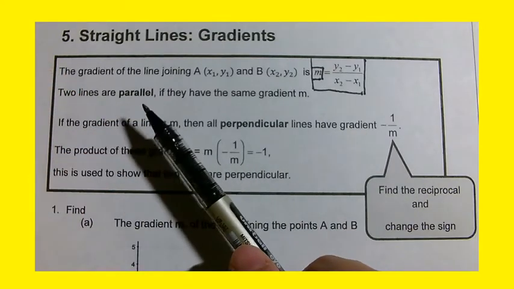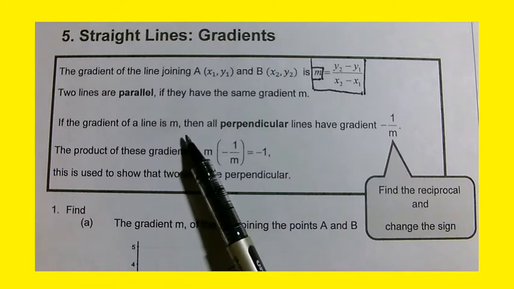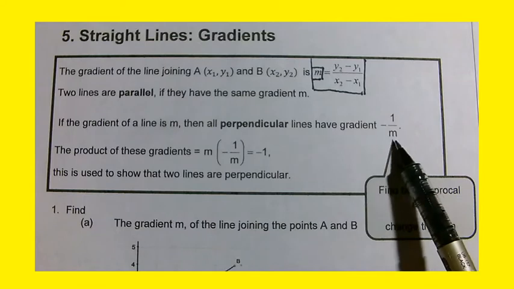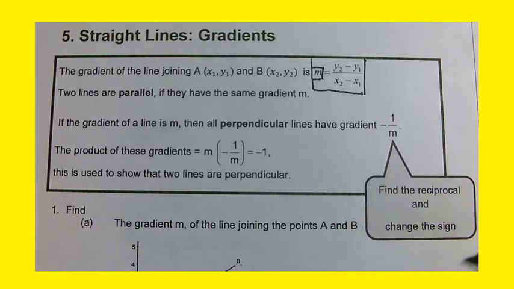If two lines are parallel, then they have the same gradient. Okay, because they're going in the same direction and have the same steepness. If the gradient of one line is m, then the perpendicular line, or all perpendicular lines, have a negative reciprocal value as their gradient. So you find the reciprocal and change the sign.